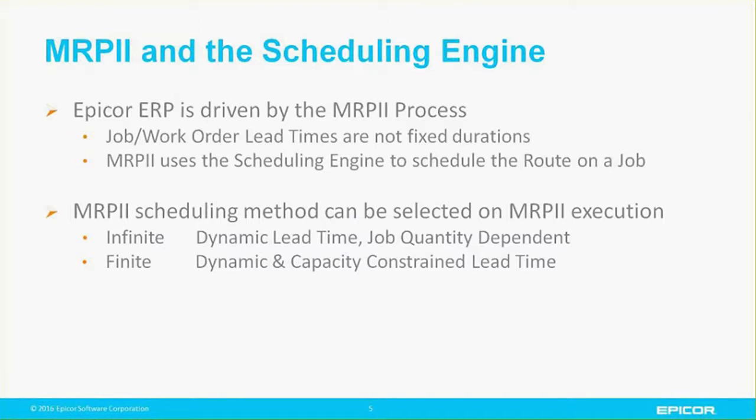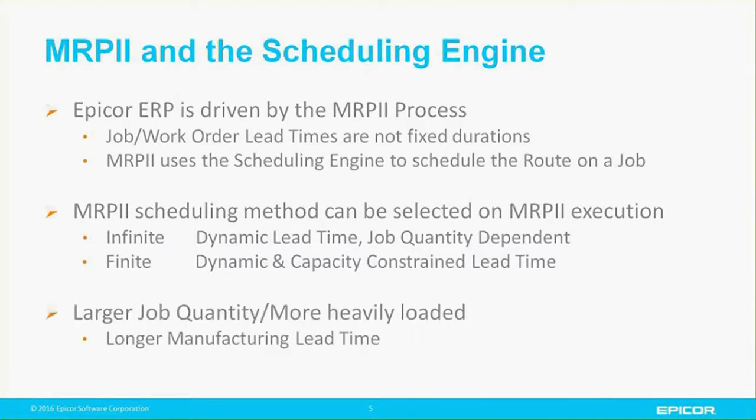Infinite scheduling calculates the dynamic lead time, i.e. the lead time is job quantity dependent. Finite scheduling calculates a dynamic and capacity constrained lead time, where the lead time varies with how heavily loaded resources are. In general terms, the larger the batch size and or the more loaded resources are, the longer the lead time.